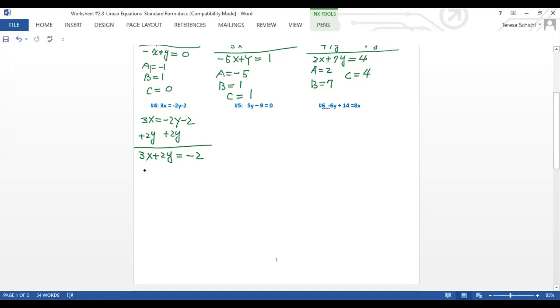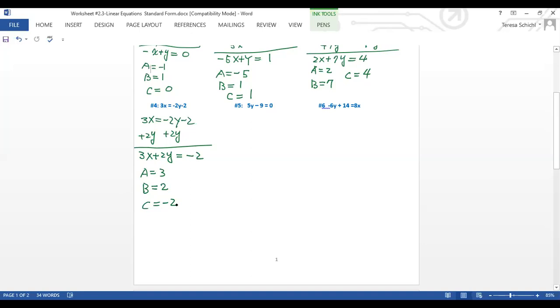So what is A? A is the constant in front of x, so it's 3. What is B? B is the constant in front of the y. So what is it here? Is it 2 or negative 2? It's 2, because I already moved it to the left-hand side. So what is the C here? C is negative 2. Good job.